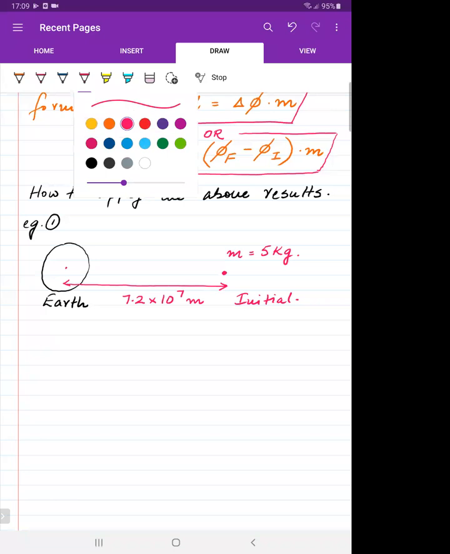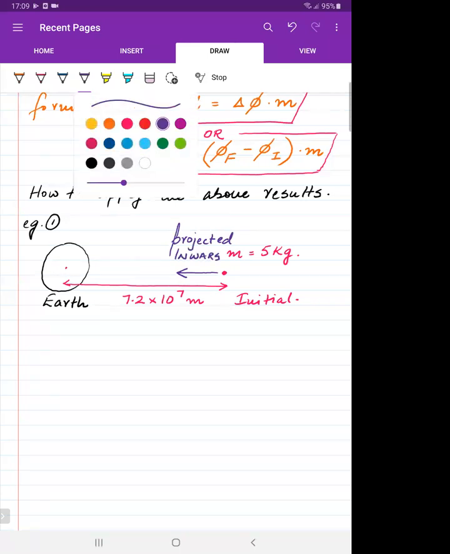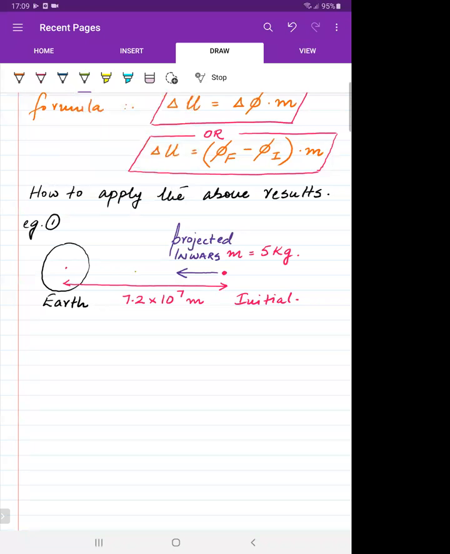Now, if I were to assume that I project this object towards the earth, let me write down the wording that the object is projected inwards such that from its initial position it reaches its final position.